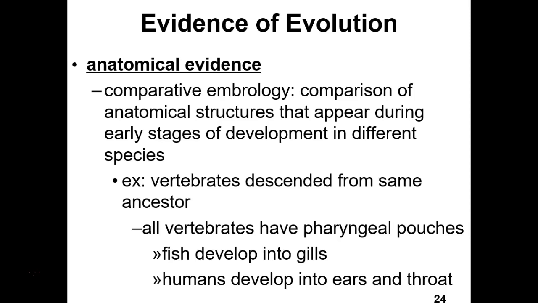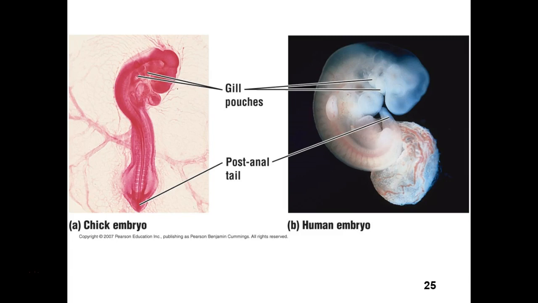Invertebrates, all vertebrates have a pharyngeal pouch. So what this pharyngeal pouch is, and I'm going to show you, you have it right here. This is what develops into the fins, or not the fins, I'm sorry, into the gills of a fish and into the ear and throat of a human. So we both have those.